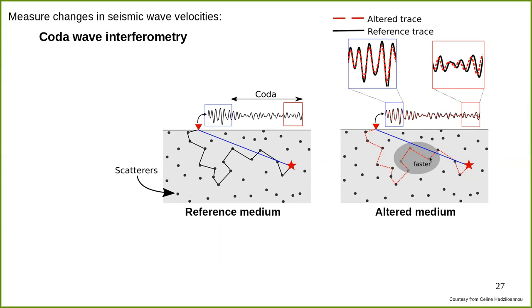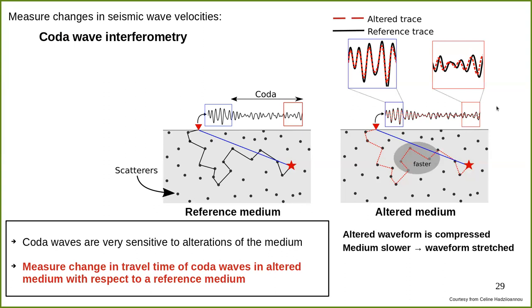The coda wave, however, because it is frequently scattered, spends much more time in the modified zone, and as a consequence, it arrives much earlier compared to the reference medium. So here we would say that the altered waveform is compressed, and similarly, if the medium was slower, the coda wave would arrive later than in the reference medium, and the waveform would be stretched. So coda waves are very sensitive to alterations of the medium, and we can use that to measure changes in the travel time of coda waves in altered media with respect to a reference medium.